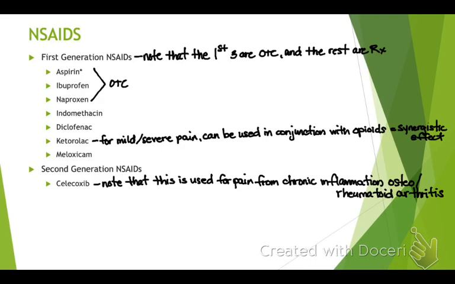Your second generation NSAIDs, like your celecoxib, are used for pain from chronic inflammation. Diseases such as osteoarthritis or rheumatoid arthritis are diseases where those second generation NSAIDs are more prominent to be used.